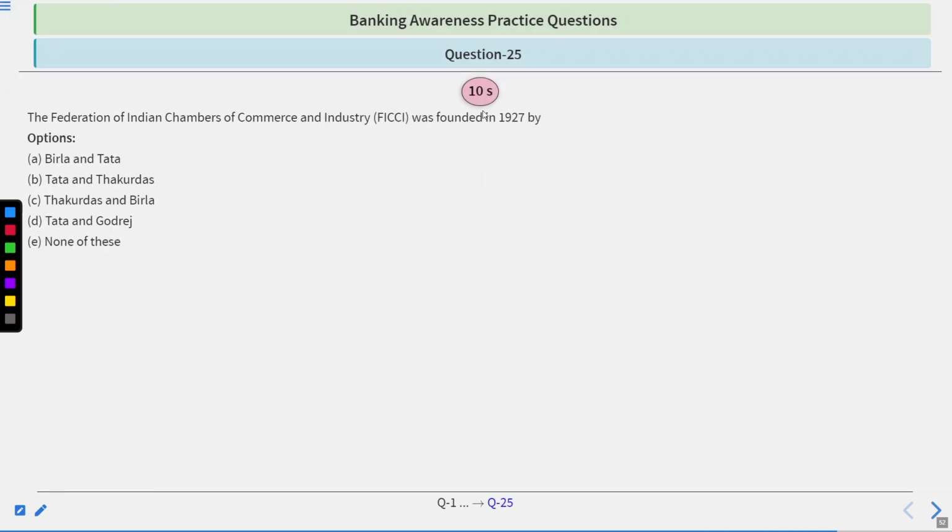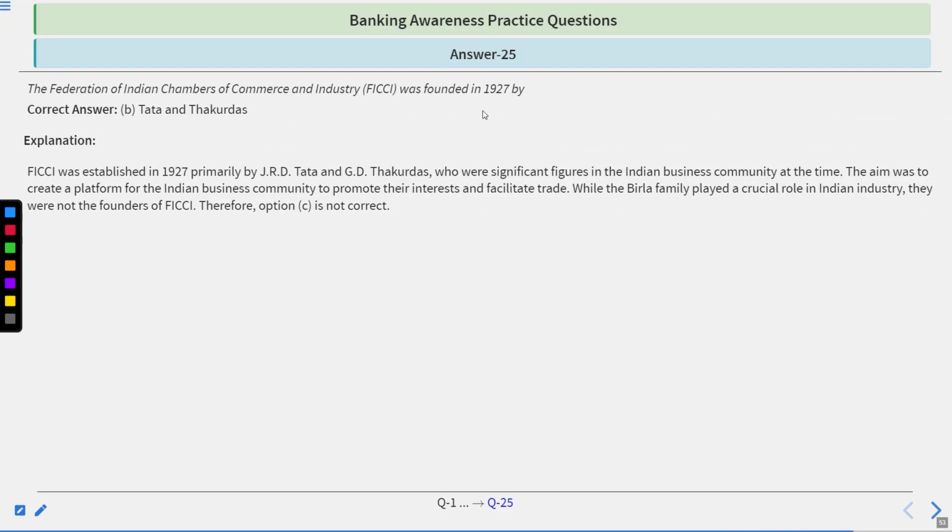Question number 25. The Federation of Indian Chambers of Commerce and Industry, FICCI, was founded in 1927 by Birla and Tata, Tata and Thakurdas, Thakurdas and Birla, Tata and Godrej, none of this. To answer this, you will have 10 seconds. Time starts now. Correct answer is B, Tata and Thakurdas.